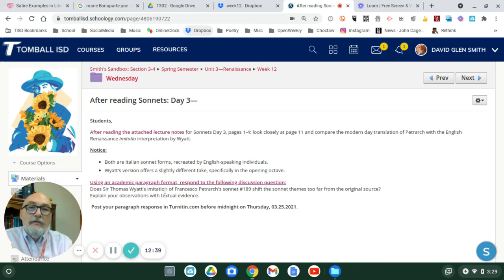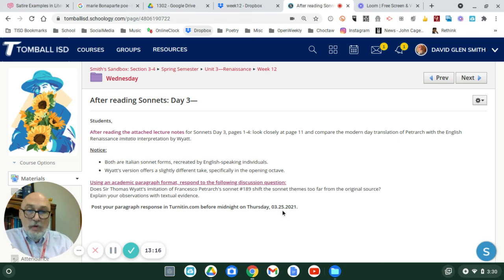So in your paragraph, I want you to respond to the following question. Does Sir Thomas Wyatt's imitation of Francisco Petrarch's sonnet number 189 shift the sonnet themes too far from the original source? Explain your observations with textual evidence. So what you'll end up doing, you'll quote something from the modern English version, the direct translation, and you'll quote something from the Wyatt version, and you'll explain how they are similar and how they're different.